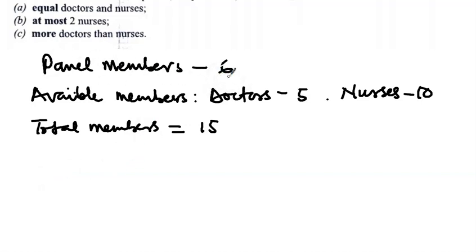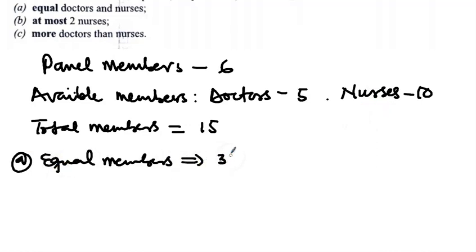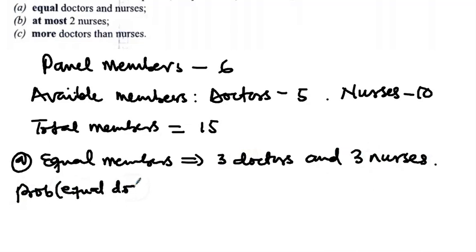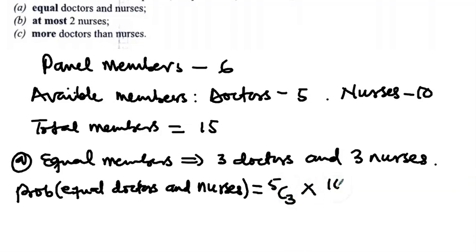So if it is an equal number of each profession, it means that from 5 doctors we select 3 of them, and from 10 nurses we select 3 of them. A. Equal members imply 3 doctors and 3 nurses. So the probability of equal doctors and nurses is: we have 5 doctors and you choose 3, and 10 nurses you choose 3, over 15 members and we are choosing 6 of them.